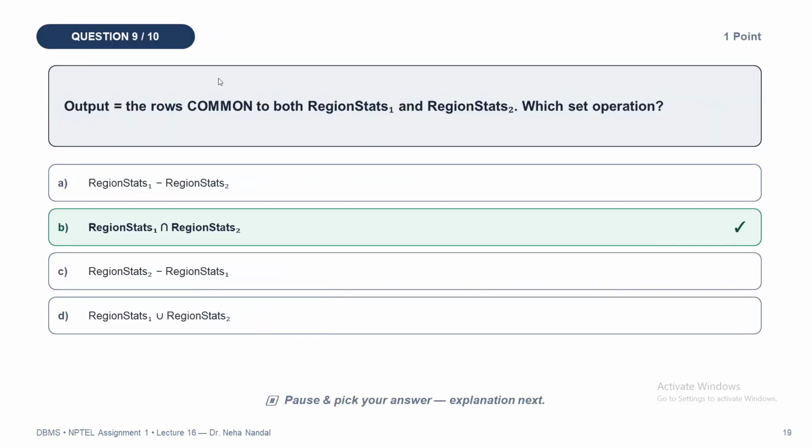Now it wants the output to be equal to the rows common to both region stats 1 and region stats 2. You have to imagine two tables, region stats 1 and region stats 2. And then you have to find out the common things. Out of all the options, only one set operation will work for that. That is intersection. Minus will keep only the data of the first stats table and remove the second table.